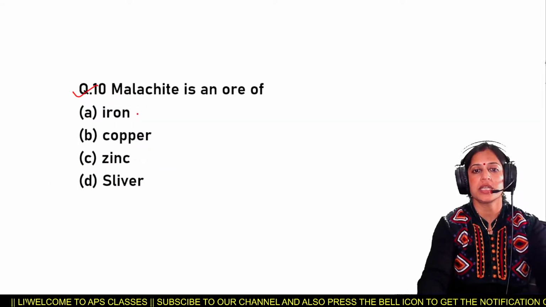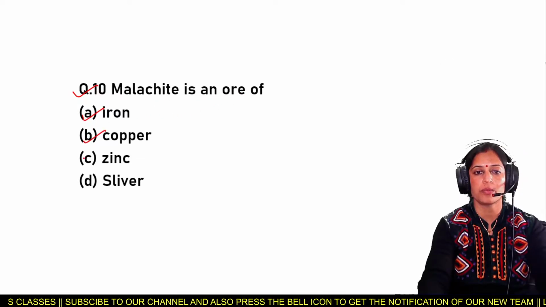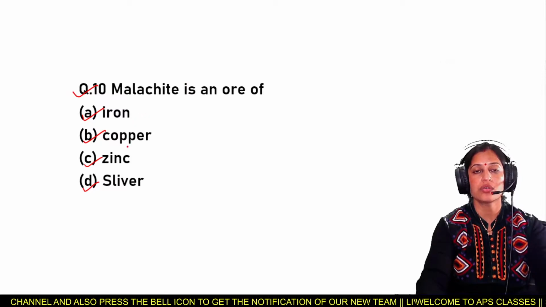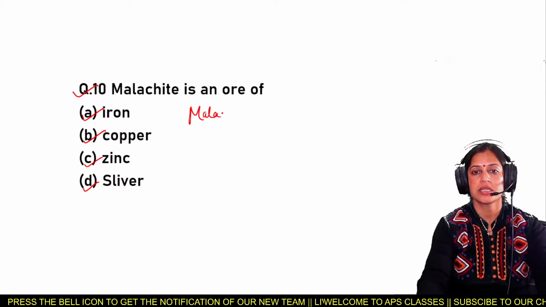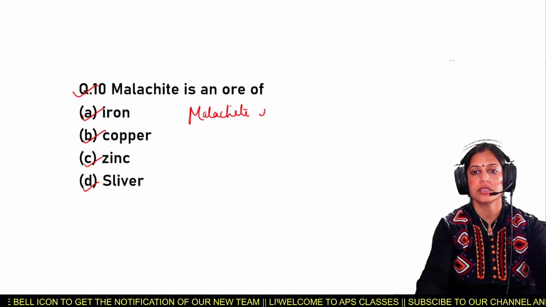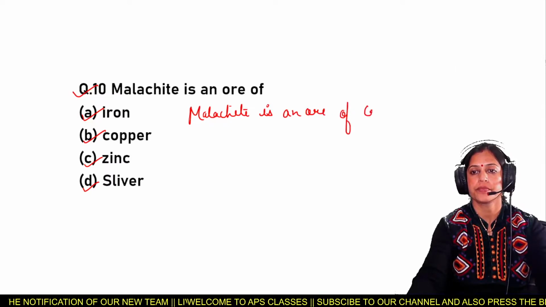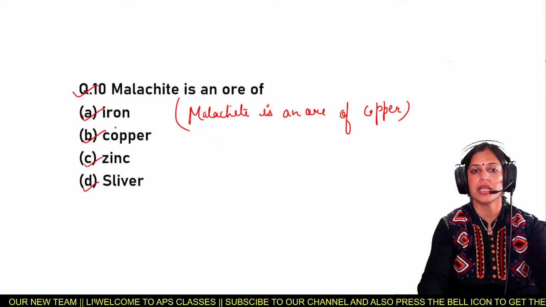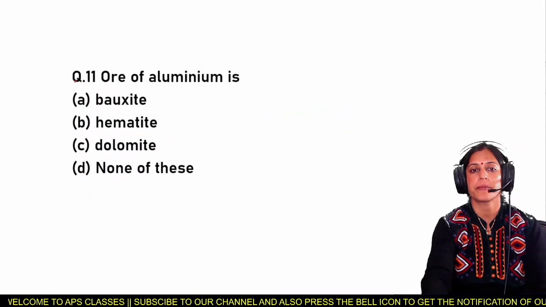Next is question number 10. Malachite is an ore of. Options are A iron, B copper, C zinc, and D silver. Malachite is an ore of either iron, copper, zinc, or silver. So here malachite is an ore of copper, not iron, not zinc, and not even silver. But malachite is an ore of copper. So here this is the right answer for question number 10.